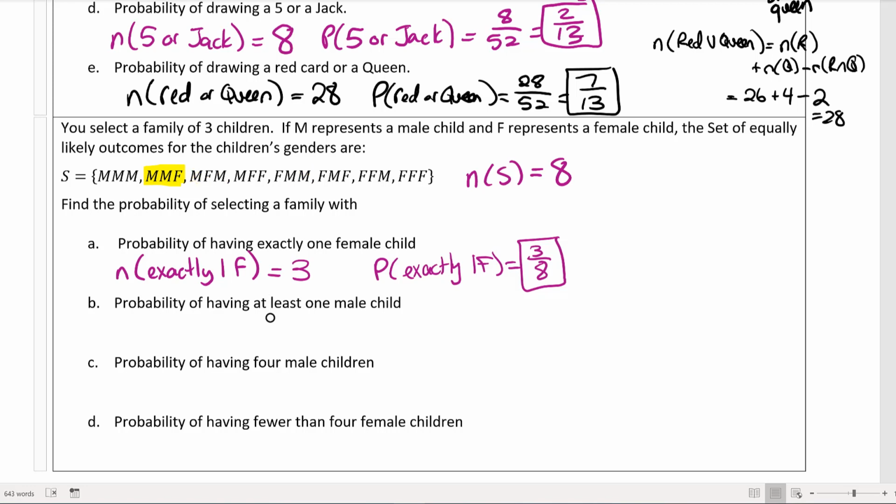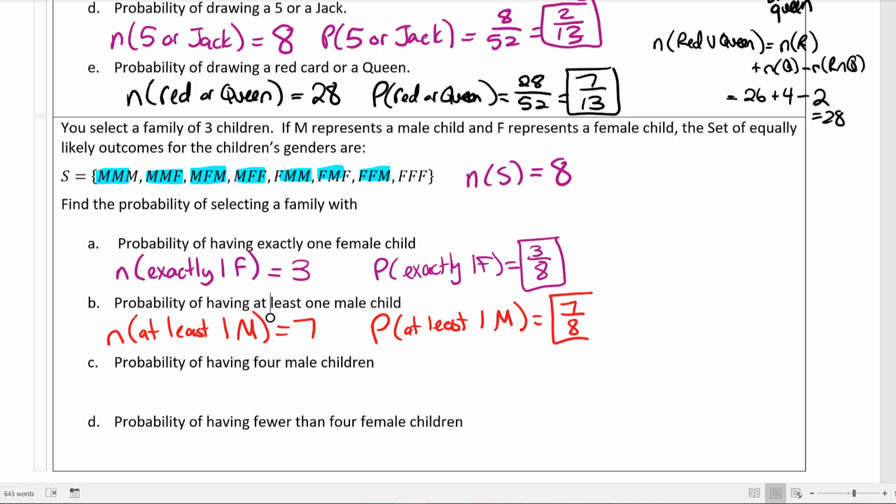Our next question is, what's the probability of having at least 1 male? So I'm going to go through and see which ones have at least 1 male. So that one has 1 male, that one has 1 male. In fact, I think all of them are going to have 1 male except the very last one. So the number of having at least 1 male is 7. So the probability of at least 1 male is going to be 7 out of my sample space, 8, and that doesn't reduce.